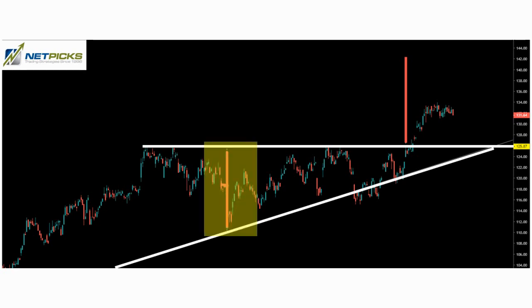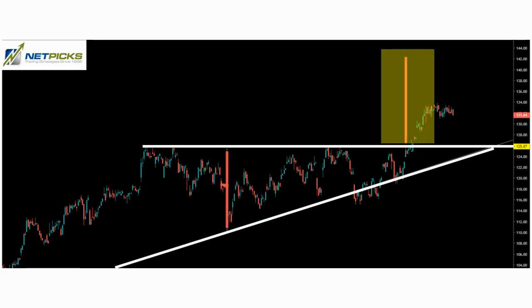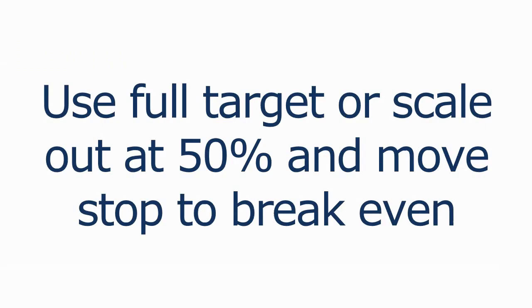Well, you measure the height of the ascending triangle from the resistance line to the lowest low that forms the uptrend after the first resistance point. Take the height and project from the breakout point. And you can use the full target. You could scale out at 50% and move your stop to break even. And like our stop loss, whatever you choose to use for your strategy, for triangles or anything in regards to taking your profit, just be consistent.